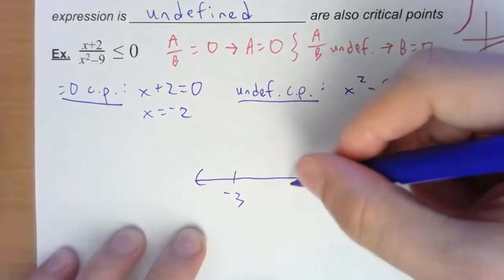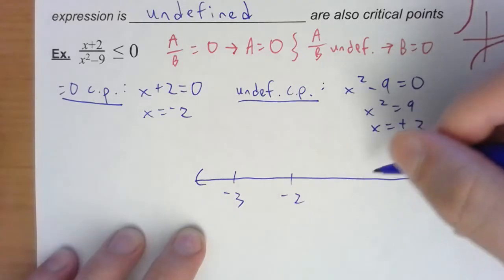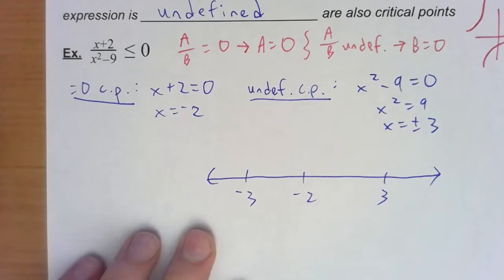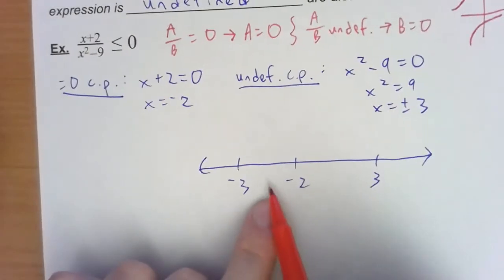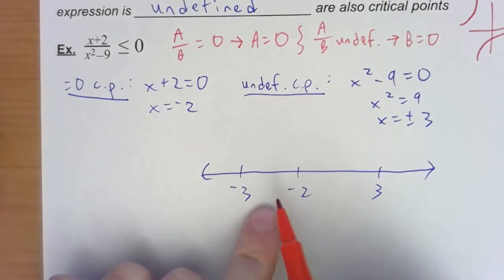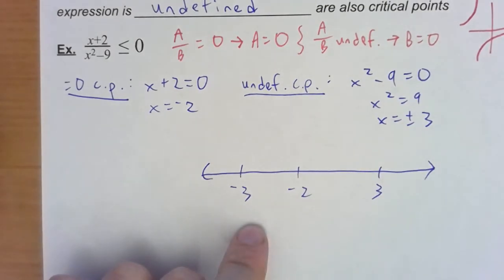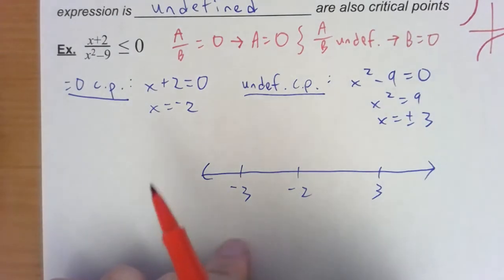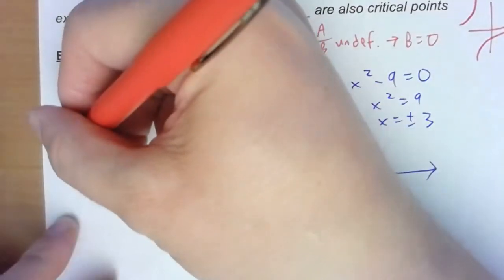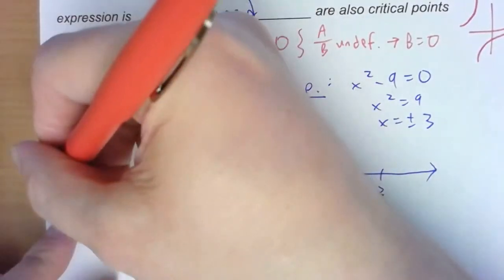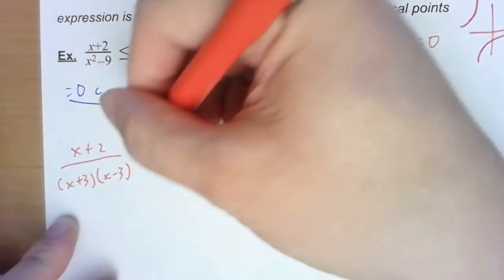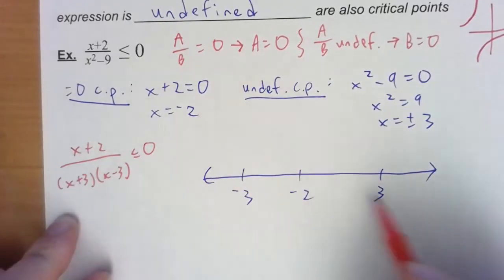We'll have -3, -2, and then +3. All right, now take a look here. I'm going to have to try to do something like -2.5 when I test this. Remember what we talked about in the previous lesson. When you are testing these, what you want is to have a factored form to test. So I'm going to factor this. I'm going to say x plus 2 over x plus 3, x minus 3, less than or equal to 0. I'm going to use that for testing here.